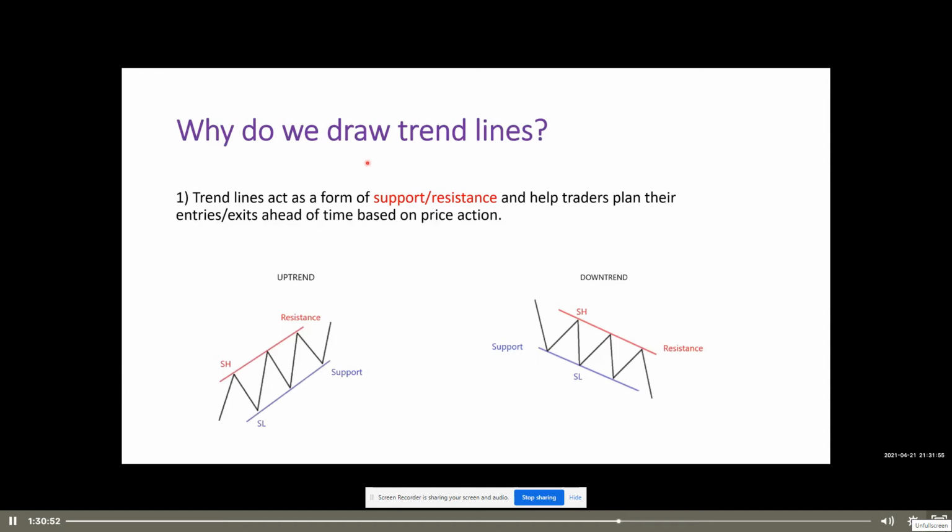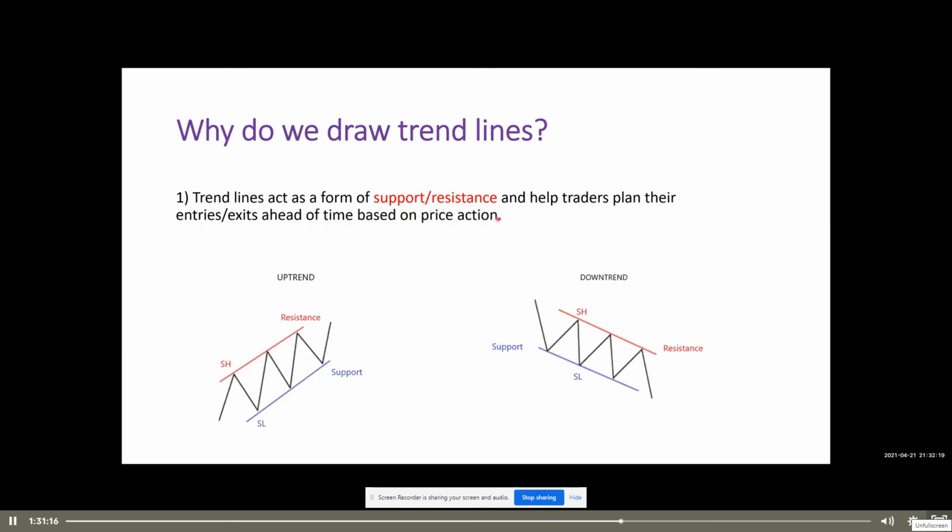So now we're going to talk about why we draw trend lines. What's the point? How is it useful? Trend lines act as a form of support or resistance and help traders plan their entries and exits ahead of time. I saw a question when Mike was going over support and resistance: can trend lines be horizontal, vertical, diagonal, or something like that? Yeah, that's what we call trend lines.